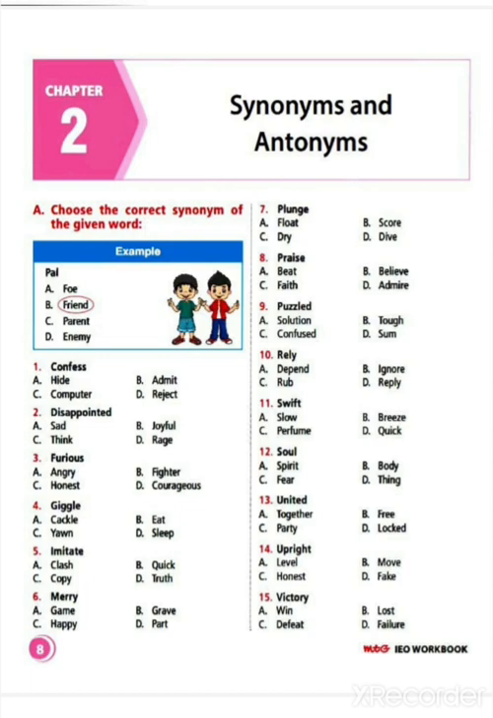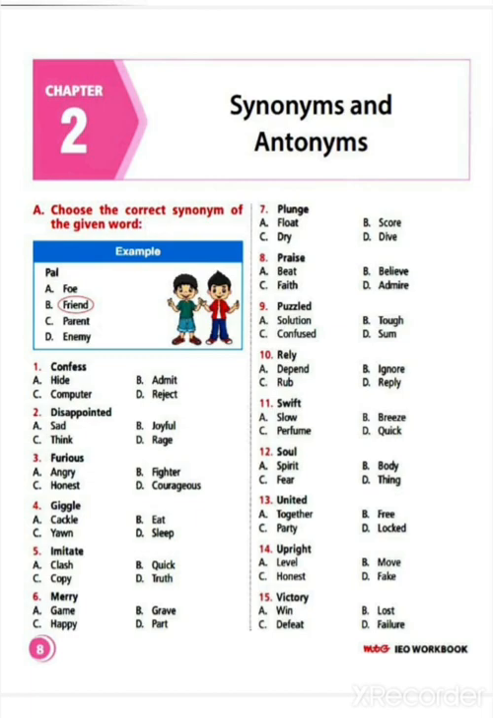Again I repeat, synonyms are words that are similar in meaning. They may not be exactly the same, but mostly similar. Their qualities are 80 to 90% similar, but may not be exactly the same. And antonyms are completely opposite. They don't have any similarities.